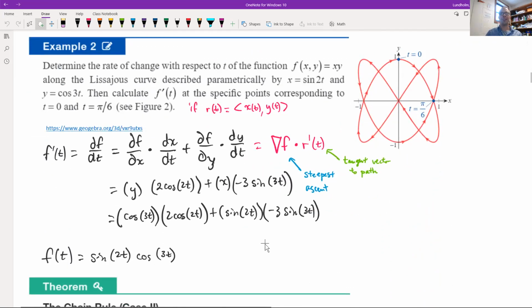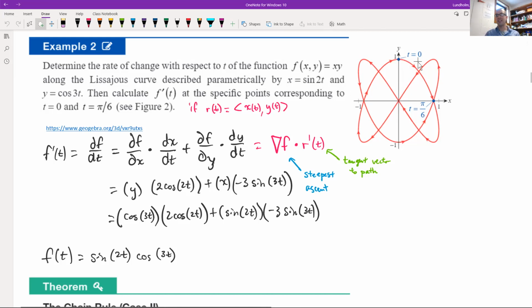Example number 2. Okay, good grief. We've got a lot of stuff here. This time we are determining the rate of change with respect to t of the function f of x, y, which is equal to xy. So that's our multivariable function this time, along the Lissajous curve described parametrically by x equals sine of 2t and y equals cosine of 3t.